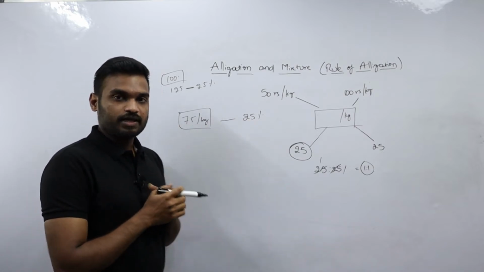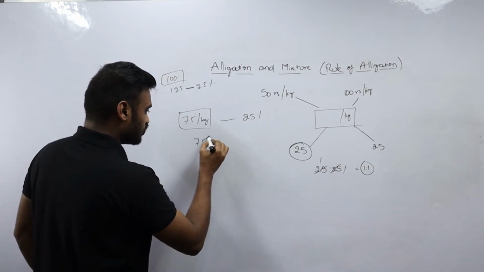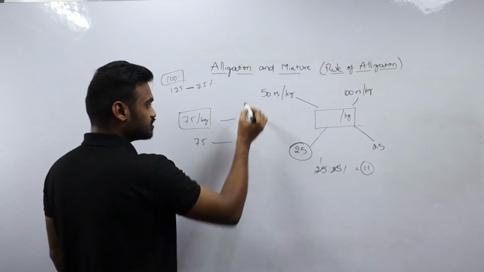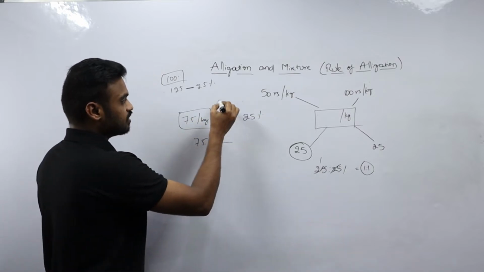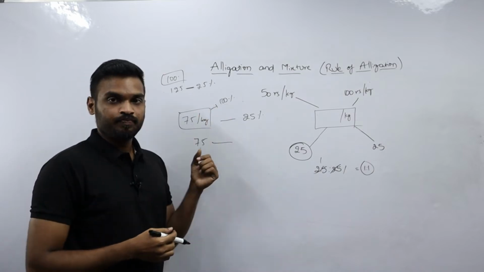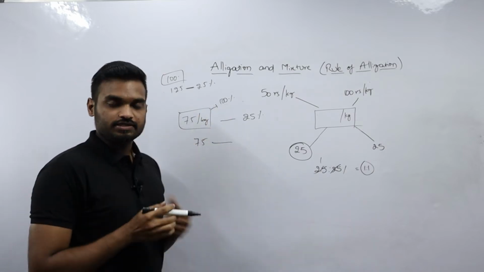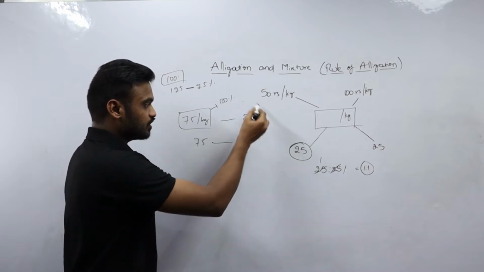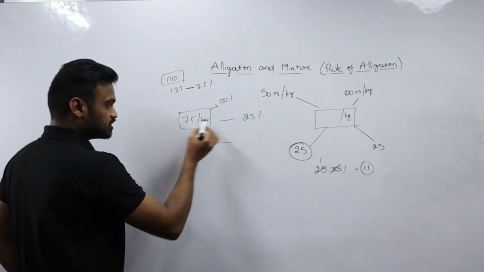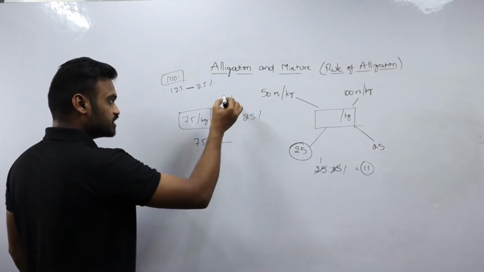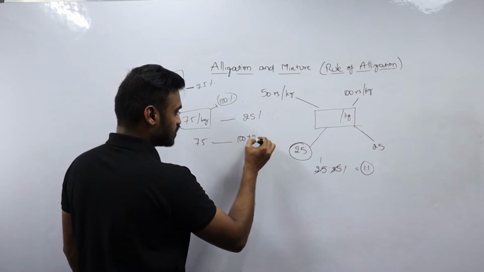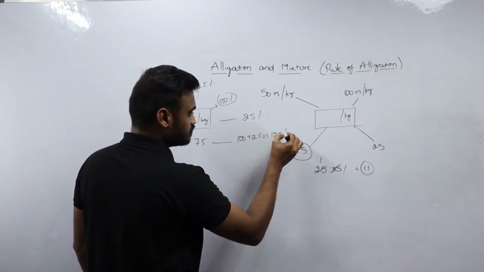Now what is the actual price? See here, 75 rupees per kg is the price after making 25% profit. Suppose we assume that the initial price is 100%. Now this 75 rupees per kg is after making 25% profit. What is the value after profit? Since the initial value is 100%, this value is 100 plus 25, that is 125%.